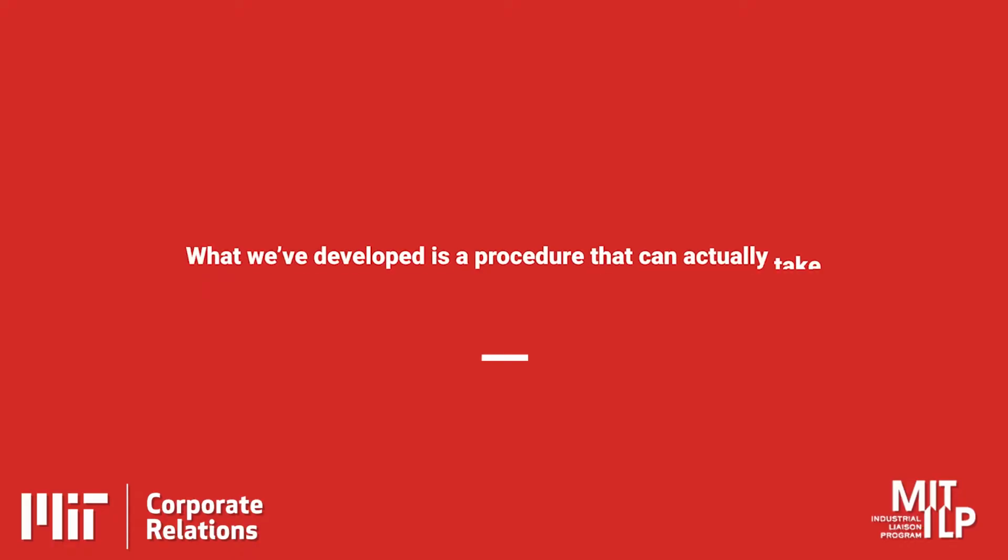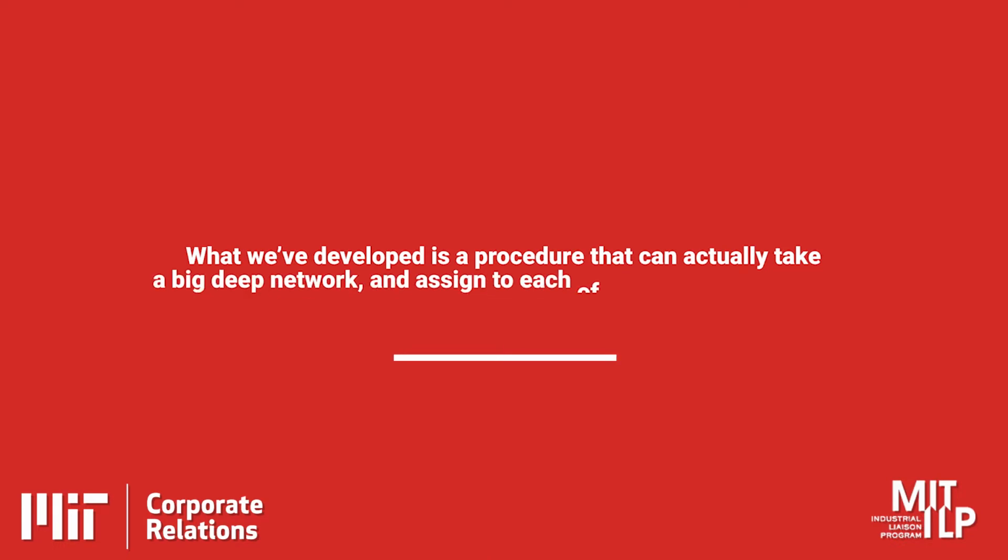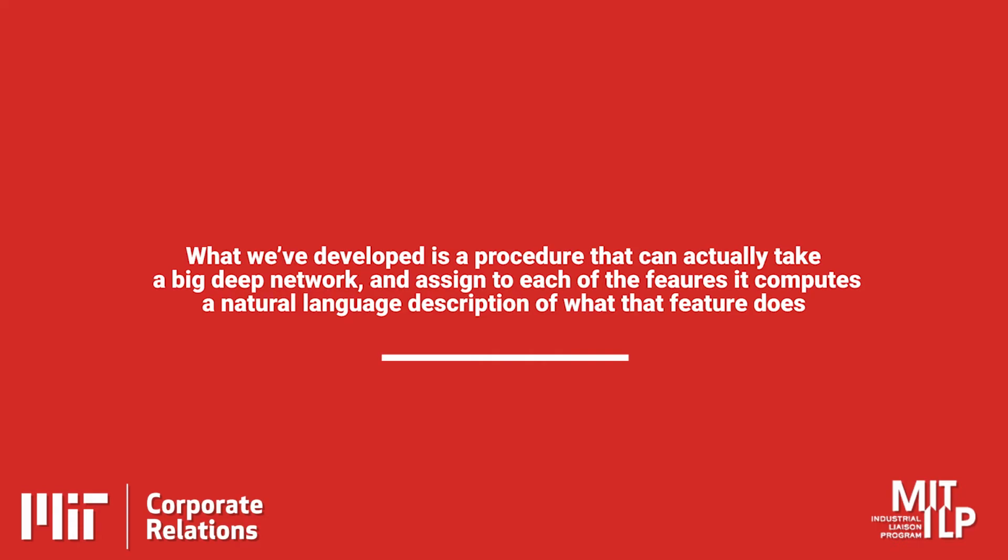And so what we've developed is a procedure that can take a big deep network and assign to each of the features that it computes a natural language description of what that feature does. And once you have this index of descriptions of everything that the model knows how to recognize or do, it becomes a lot easier for a human user to go in and say, okay, tell me whether this model is picking up on a particular feature, maybe some sensitive demographic feature, something that I know is irrelevant to my task, and more generally to automatically surface aspects of model behavior that are surprising or potentially dangerous.